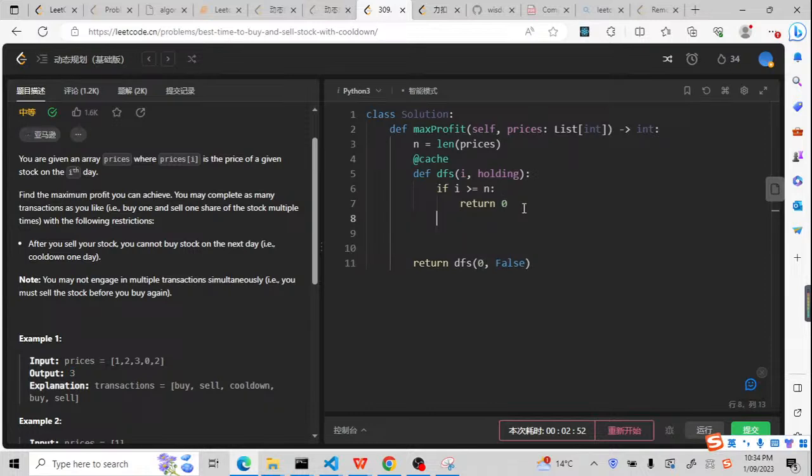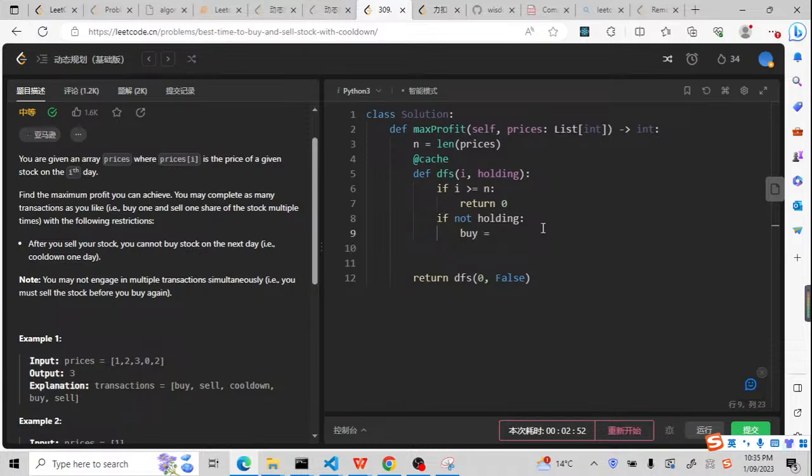Otherwise, we're going to check the two states. So if it is not holding, let's first check not holding, because from the beginning, I'm not holding it. So here, the holding from the beginning is false. Not holding means true. So if I'm not holding, what can I do? If I'm not holding, I can buy.